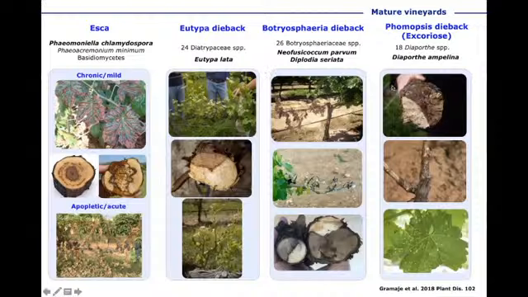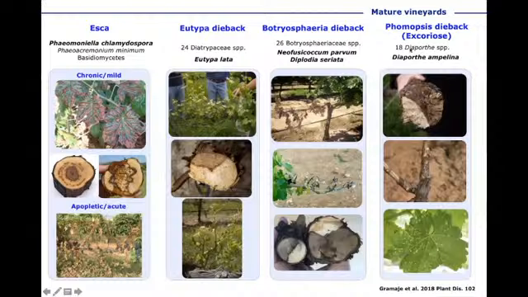Botryosphaeria dieback often presents a lack of spring growth from affected spurs with shoot dieback. To date, 26 species within the family Botryosphaeriaceae have been associated with Botryosphaeria dieback of grapevine, Neofusicoccum parvum and Diplodia seriata being the most prevalent species in Europe.